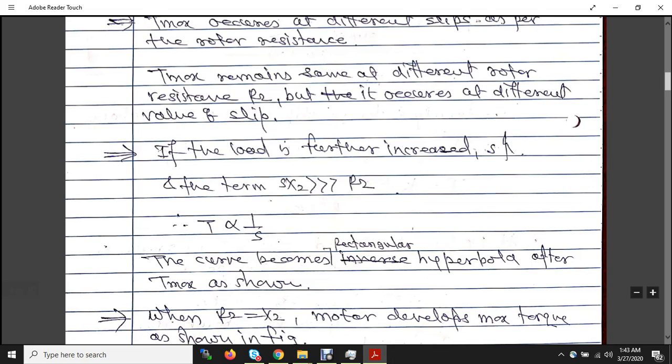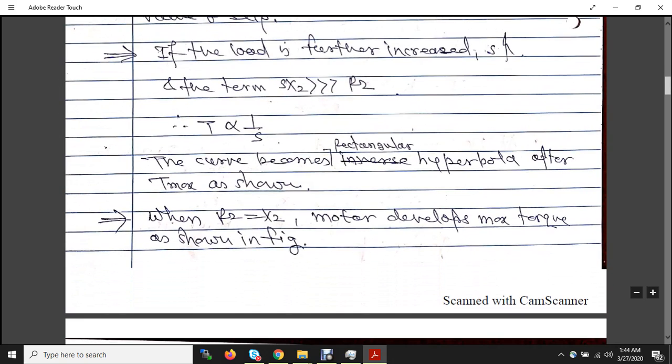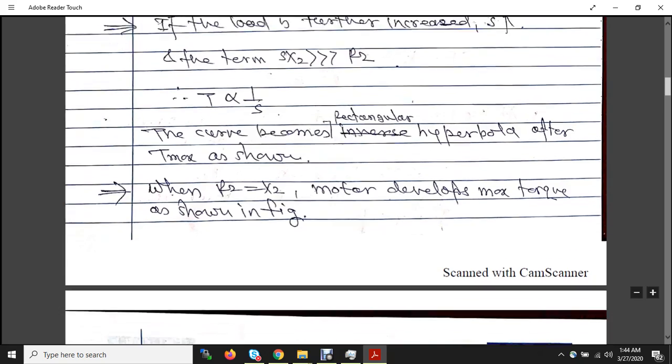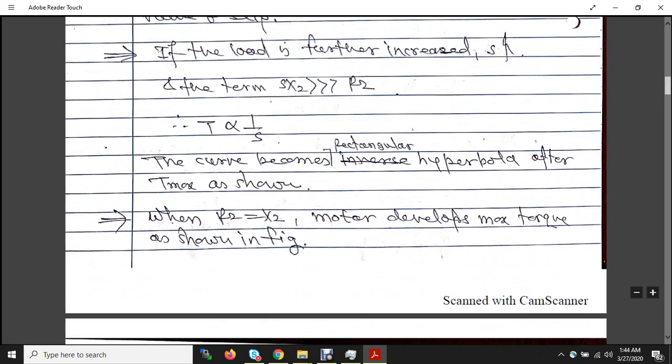If the load is further increased, the slip also increases and therefore the term SX2 becomes very high as compared to R2, and therefore torque is proportional to 1 upon S. Thus the curve becomes a rectangular hyperbola after the Tmax as shown in the figure. When R2 equal to X2, that is slip equal to 1, the motor exerts maximum torque at starting as shown in the figure. In this way we have learned the torque slip characteristics.